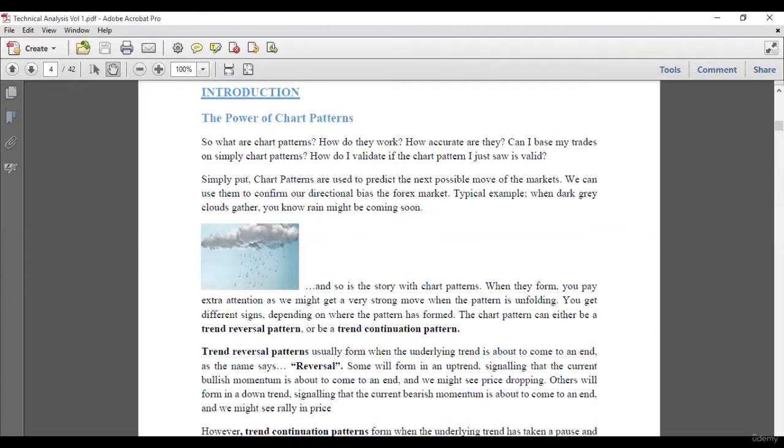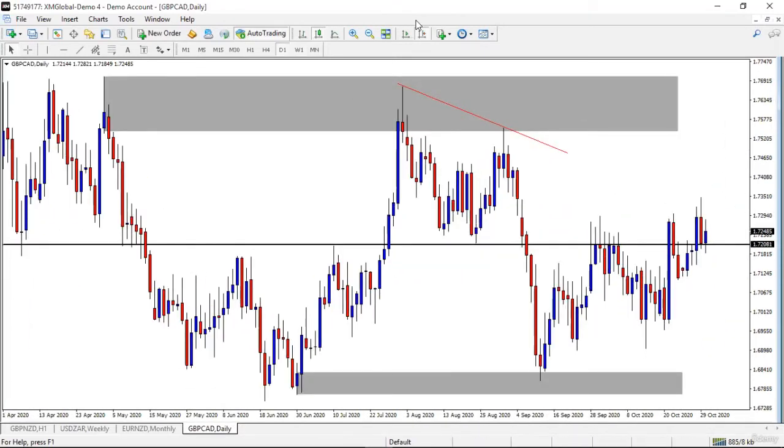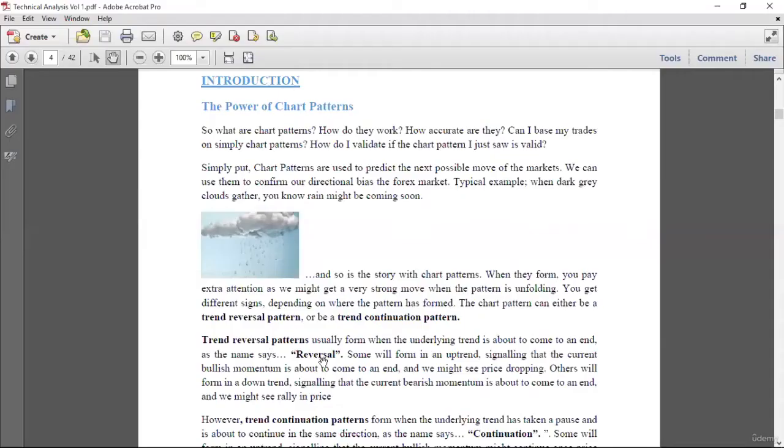So I have here an example with this one here. You had a bullish trend here going up. The market created the first high, created your neckline here, created your second high, and then dropped, broke the neckline, and then dropped all the way down to where the first leg started. So you have price going up, as I mentioned here in the book. Some will form in an uptrend, as we saw, signaling that the current bullish momentum is coming to an end and might see price dropping.